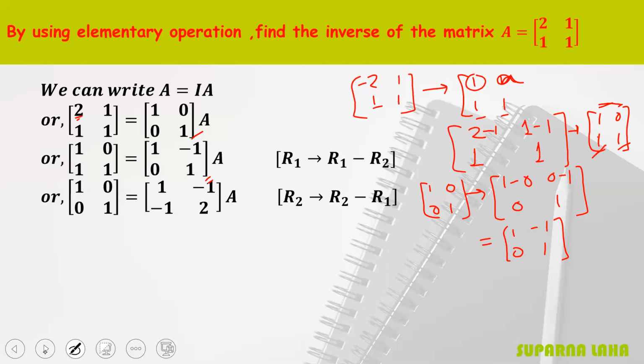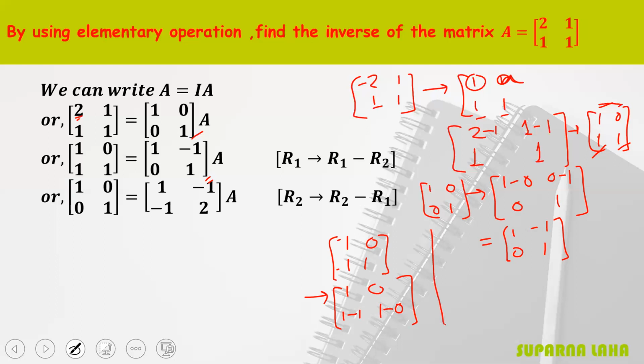Here is your R2: 1 0 1 1. You need to apply this: 1 0 1 minus 1. This row minus this row. 1 minus 0. So you will find 1 0 0 1.